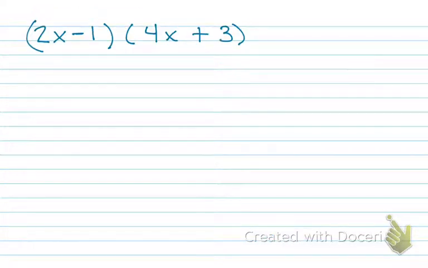Now, when we have ones that have coefficients that are bigger than 1, we can still do the same thing, but we've got to think about what's happening. So we use the 2 and the 4, and we get a quick 8x squared. We can look at our last terms, a negative 1 and a positive 3, and we get a negative 3. Then we have to think about our middle terms. What's going to make up our middle terms?